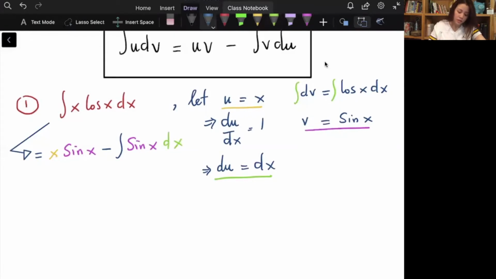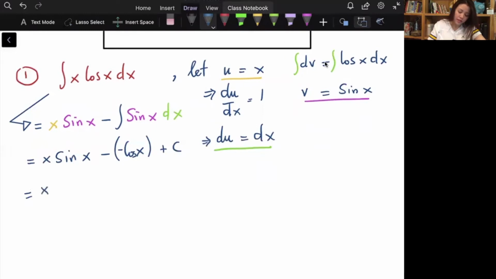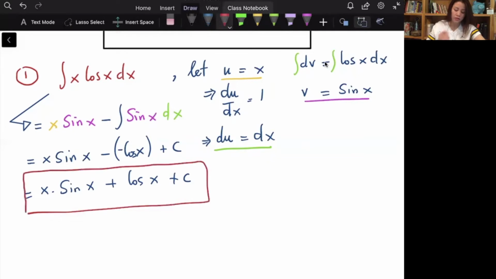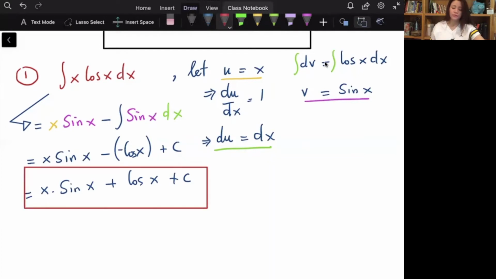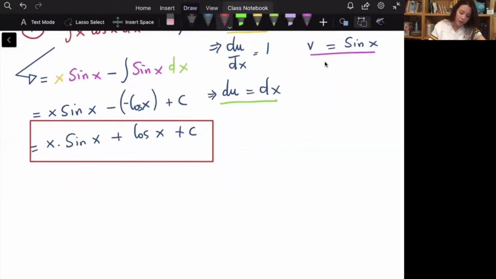Okay, so this equals x times sine x minus the antiderivative of sine x dx, which is minus cosine of x. Don't forget the plus c. So it is equal to x times sine x plus cosine of x plus c. Okay, and that will be our answer. Let's take a look at another example. Example number 2.